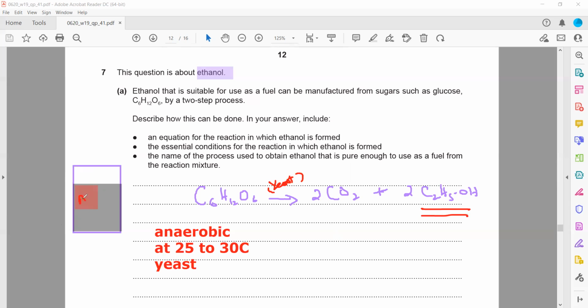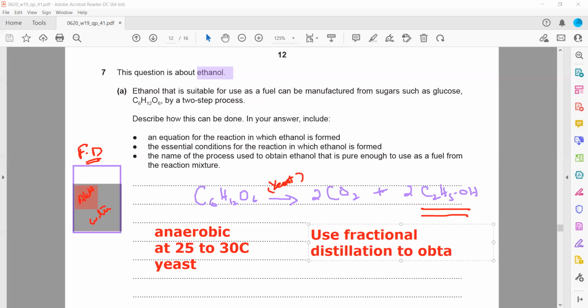So how can we separate this alcohol from water, or a sugar solution? Whenever we want to separate 2 or more miscible liquids, the technique which we use, we call that a fractional distillation. So here we will use fractional distillation to obtain alcohol from water, or aqueous solution you can also say.